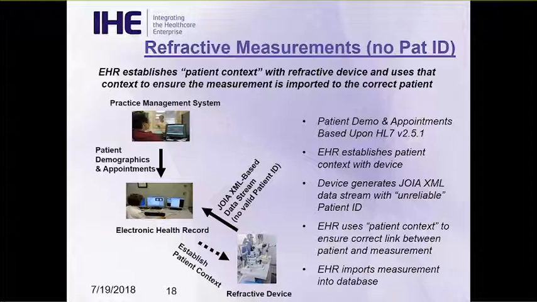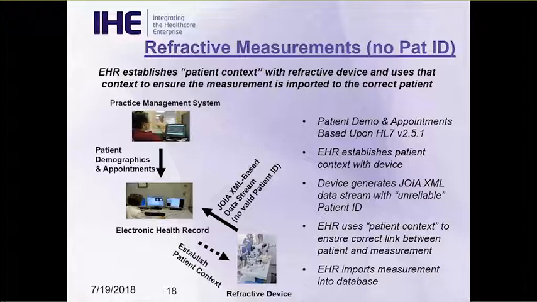So if we can go to the next slide. Essentially, here we have an example of a refractive measurement workflow with no patient ID. We have a practice management system that provides the demographics and appointments to an electronic health record system. And then we somehow establish a patient context between the refractive device and the electronic health record system.